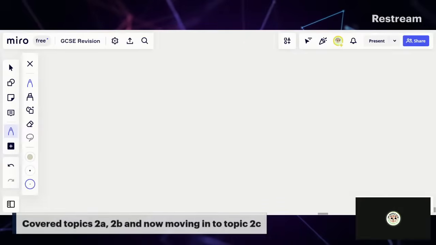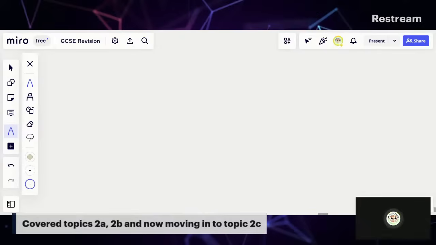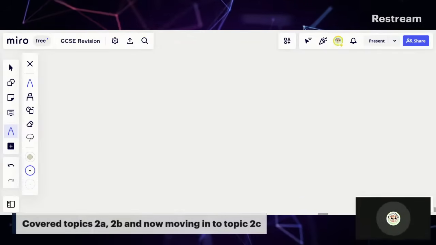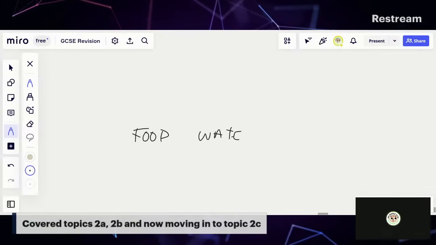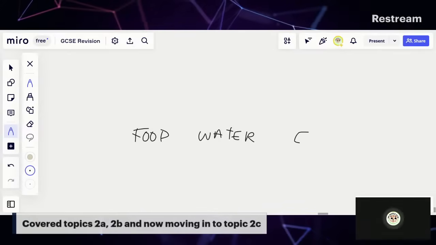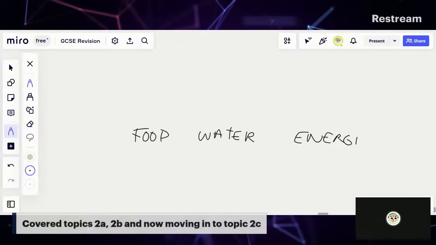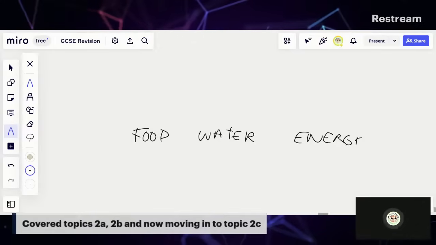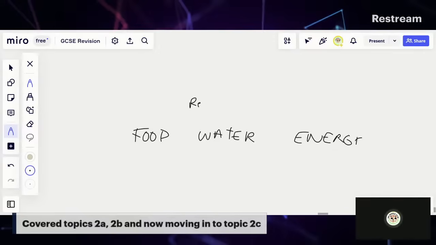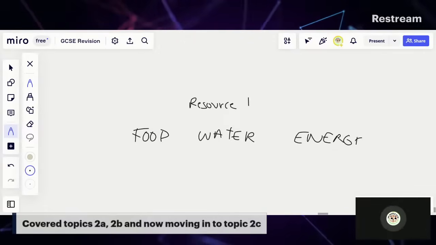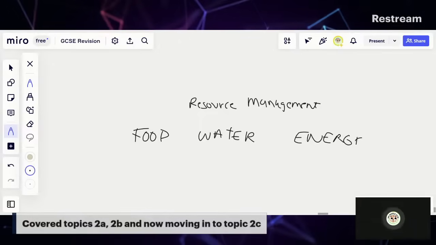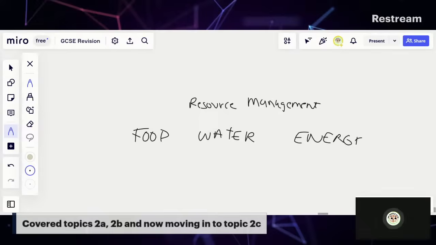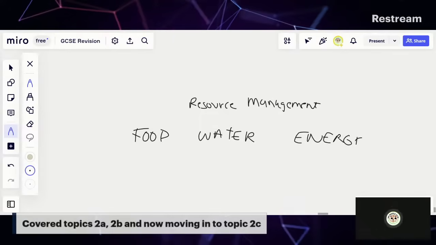Depending on what your school does, because I can break this topic down. In this topic, your school either does food, water, or energy. So your school obviously firstly covers resource management, which is the first subtopic, but your school either covers food, water, or energy. Now, you all learn a little bit about each of the three, but you focus on one of them. So in this live stream, I'm going to focus on food.